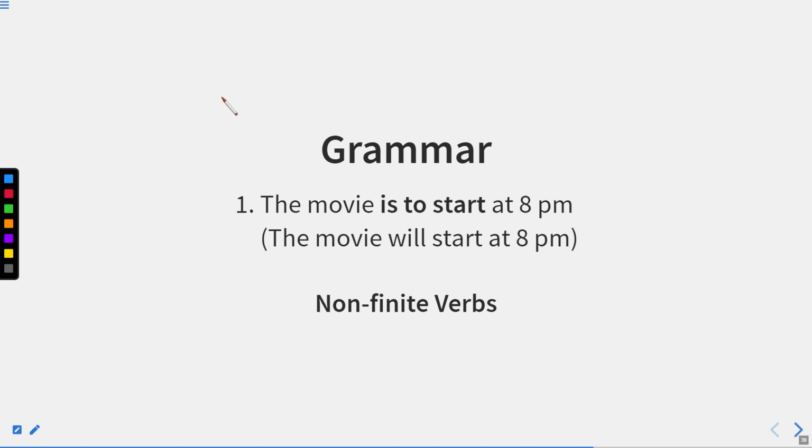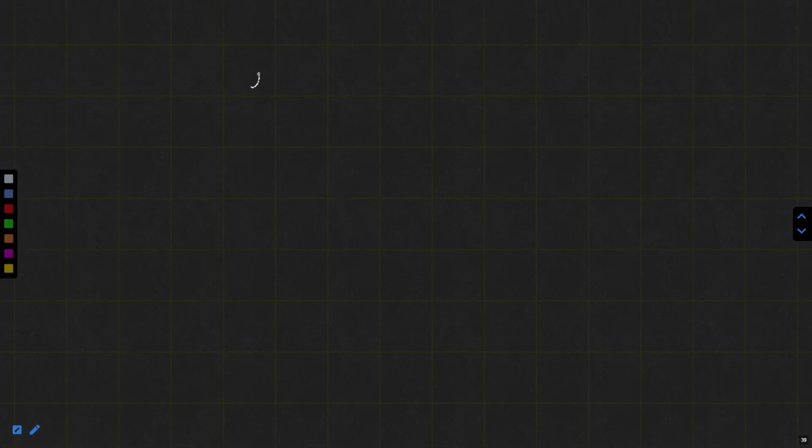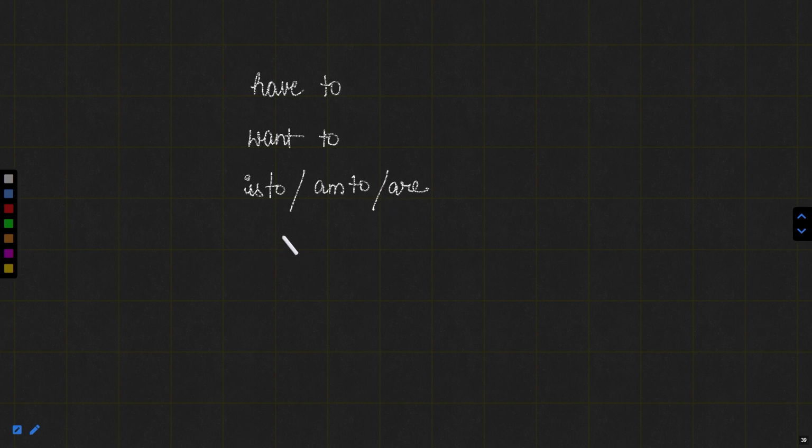Now, there are some words. Now, these words are very, very important. Let me discuss this with you. We have a structure of have to, or has to, or had to. Then we have want to. Then we have is to, am to, are to. Now, what are these three structures? And what is the difference among these?